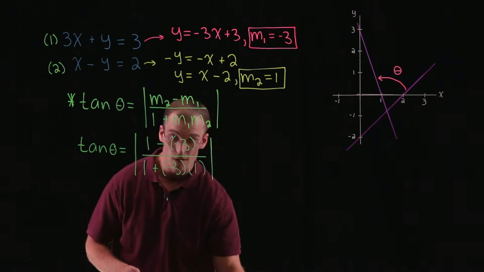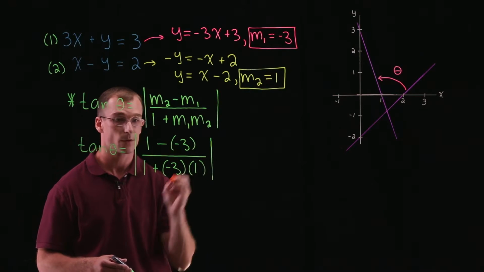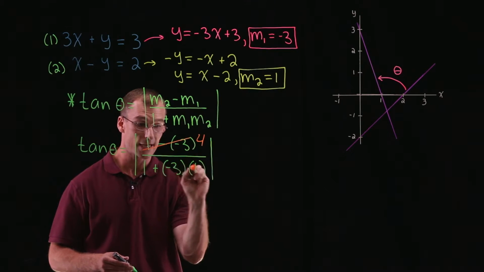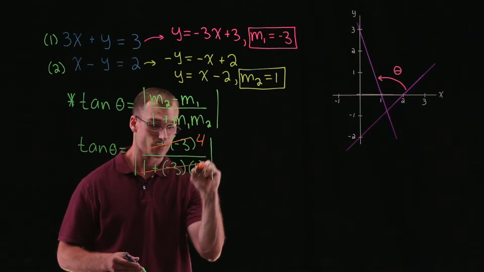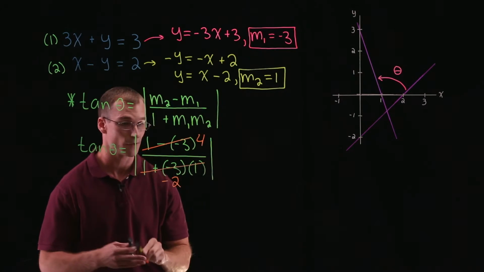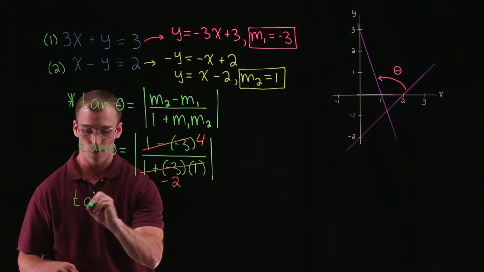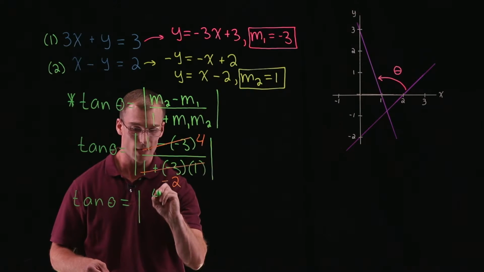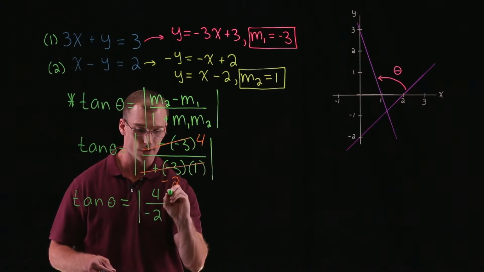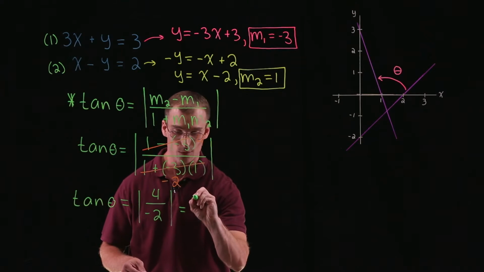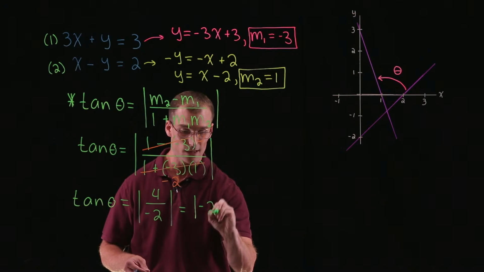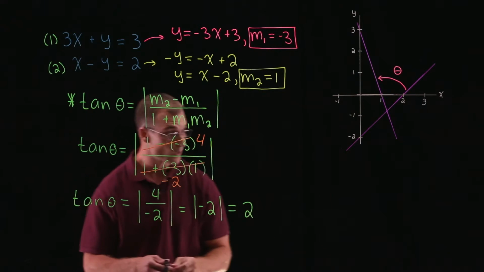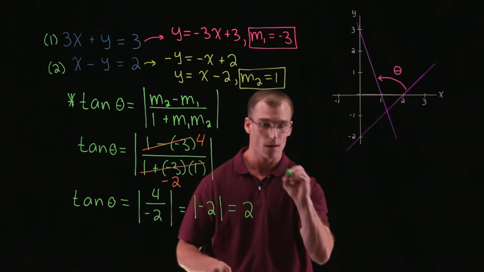So we'll just simplify this. 1 minus a negative 3, or 1 plus 3, in our numerator gives us positive 4. And 1 plus negative 3 times 1 leaves us with negative 2. So our tangent theta is the absolute value of positive 4 over negative 2, which is equal to the absolute value of negative 2, and the absolute value of negative 2 is 2. So let's come over here and finish it up.